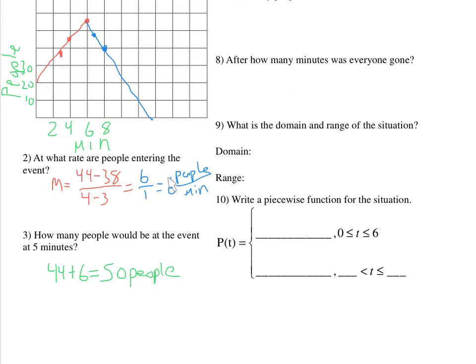We can do exact because of the slope, the rate of change, and then the amount of people we had before. We could also take this number and subtract 6. I think it's easier to add as we go up.